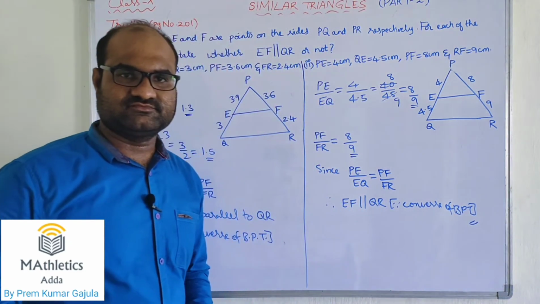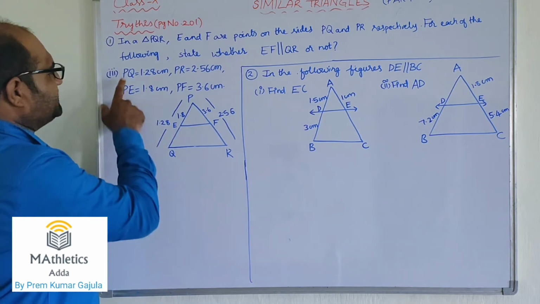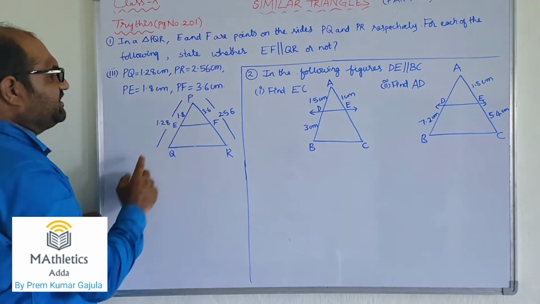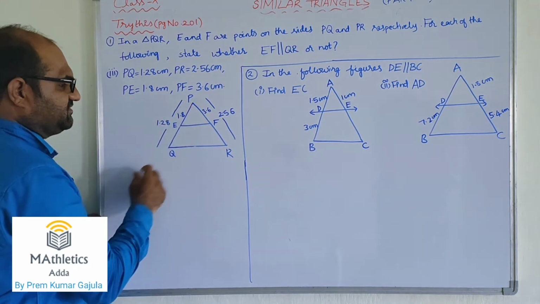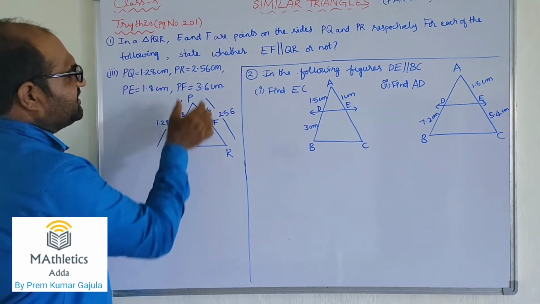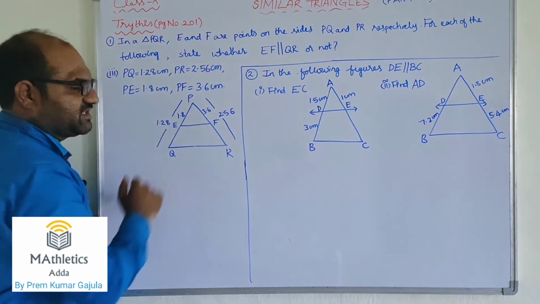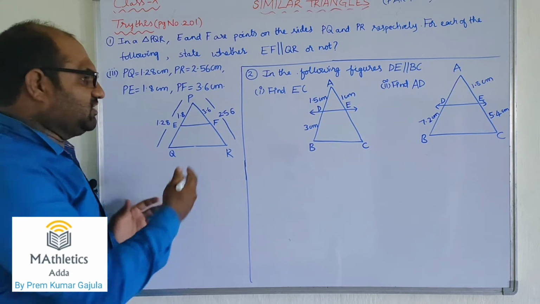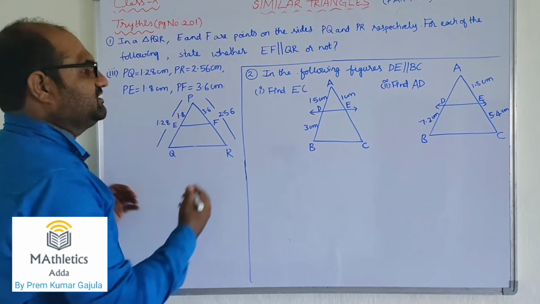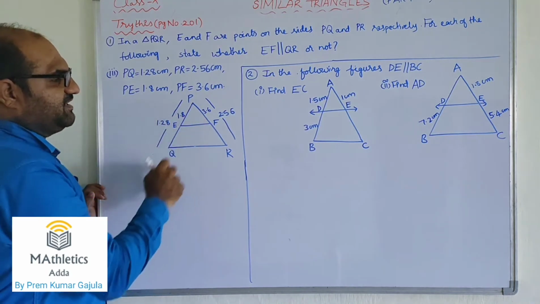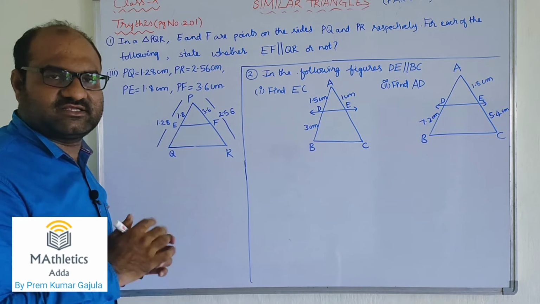Is that clear? Now let us look at the next question. Here what is given? PQ value is given. That means the big side value is given and the PE value is given. This side value, this small side value, is given, but EQ is not given. Similarly, PR is given here and PF is given. Only this is given. This is not given. So we cannot solve this like in the case of the first and second problems. How did we solve? PE by EQ is equal to PF by FR. If they are equal, then we said that EF is parallel to QR, otherwise not.